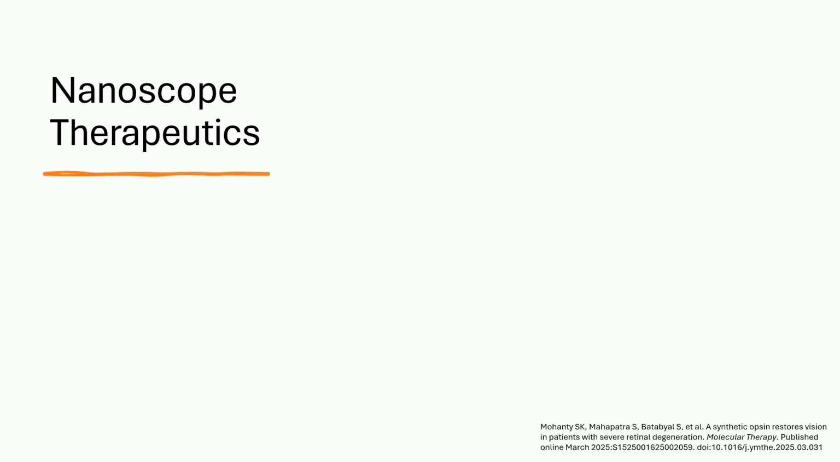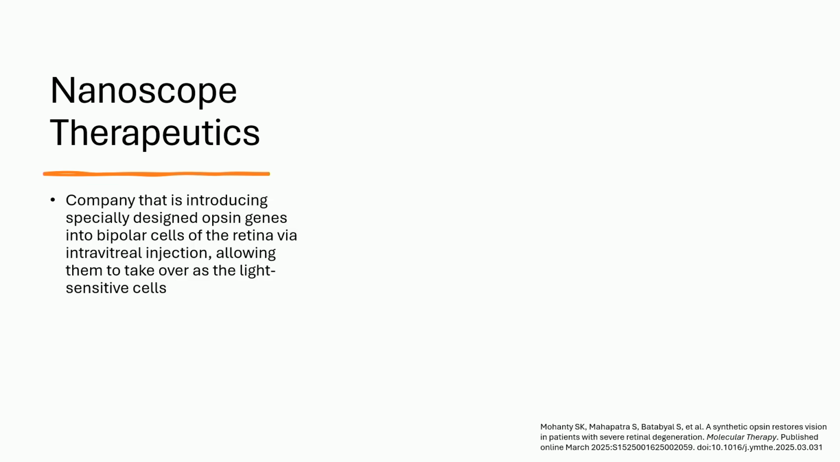But this is where we come to Nanoscope Therapeutics, that company I read about in that Psychiatry News article. So they're a company that is designing a specific opsin protein and injecting it into the bipolar cells of the retina using an adenovirus. And so the goal here is for the gene, this is a gene being expressed through a plasmid in a bipolar cell, to basically promote the bipolar cell to become the photoreceptor cell.